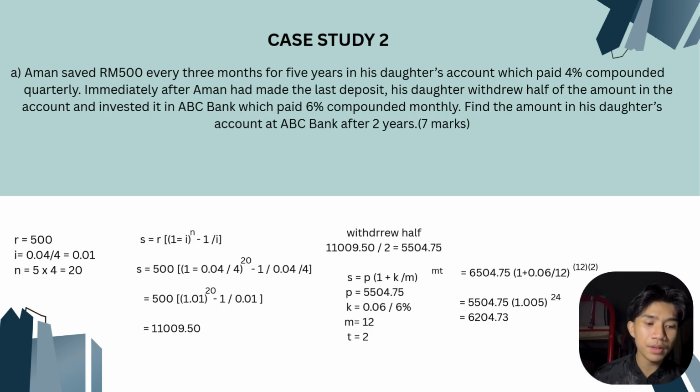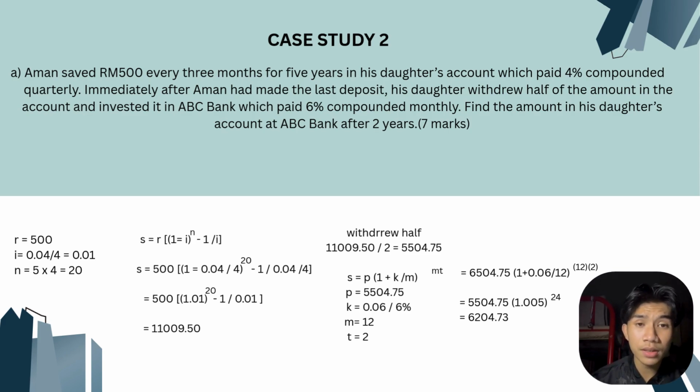The interest rate per period is i equals 0.04 over 4, or 0.01. The total number of payments is n equals 5 times 4, which equals 20. Using the formula, S equals 500 times ((1.01)^20 minus 1) over 0.01. The total amount saved is 11,009 ringgit and 50 cents. Next, half of this amount is withdrawn, which is 11,009 ringgit and 50 cents divided by 2, which equals 5,504 ringgit and 75 cents.